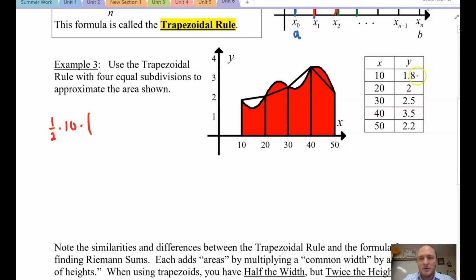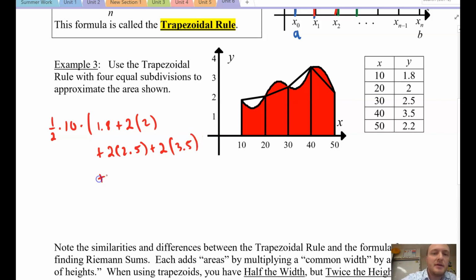Okay, so I'm starting out with this value at 10, which is 1.8, plus 2 times the next value, which is 2. Okay, plus 2 times 2.5, plus 2 times 2.5, plus 2 times 3.5, and plus 2.2. Okay, and there is the trapezoidal rule, and there's your answer.